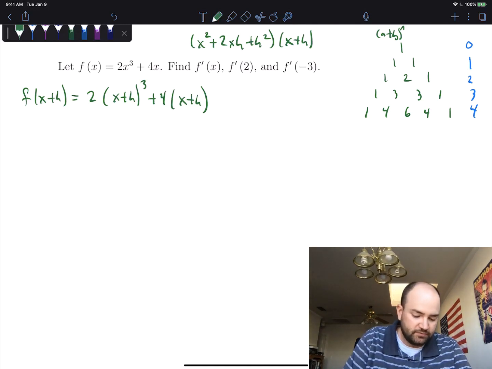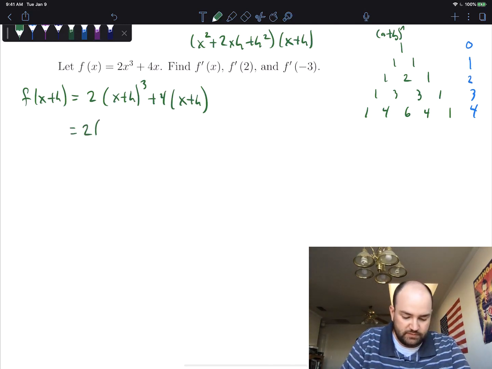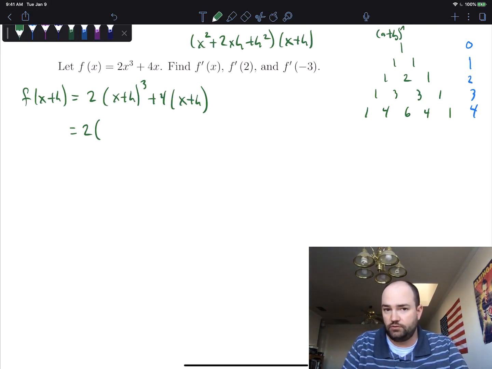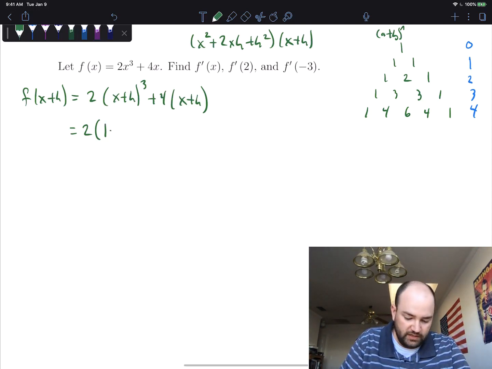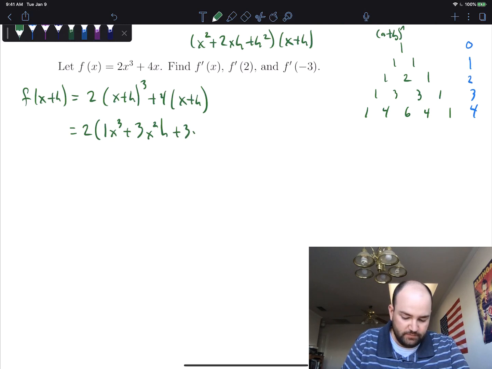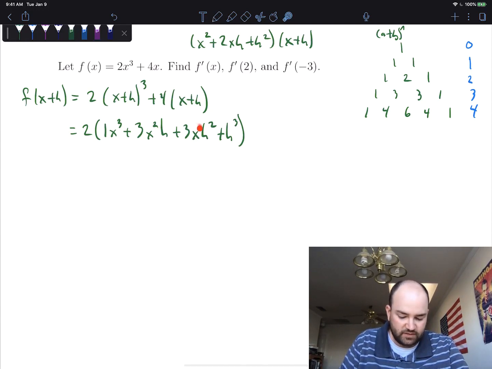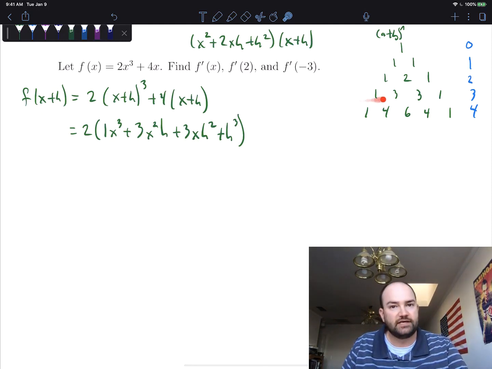So this actually allows us to do the following. 2 times x plus h cubed as a result is going to be 1 x cubed plus 3 x squared h plus 3 xh squared plus h cubed. Notice that in here, all of these terms are cubic: degree 3, degree 3, degree 3, degree 3. We're going down a degree for each of the x's and up a degree for each of the h's. And then the 1, 3, 3, 1 that you saw from Pascal's triangle.